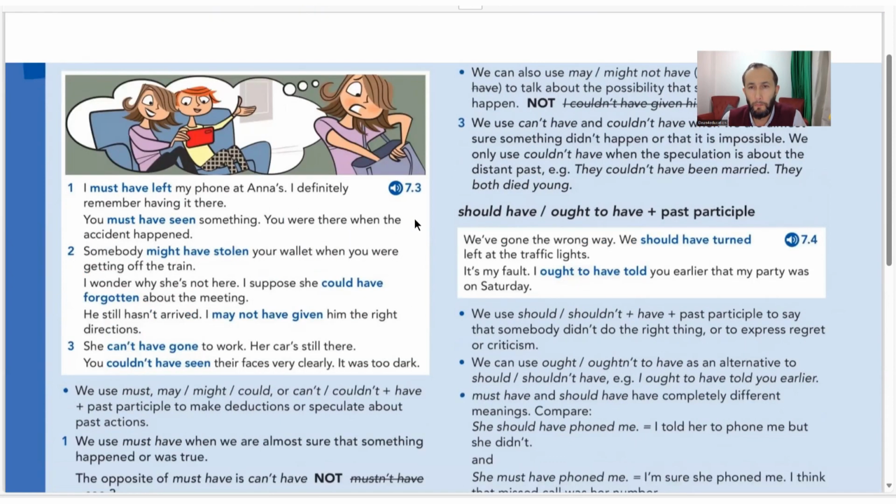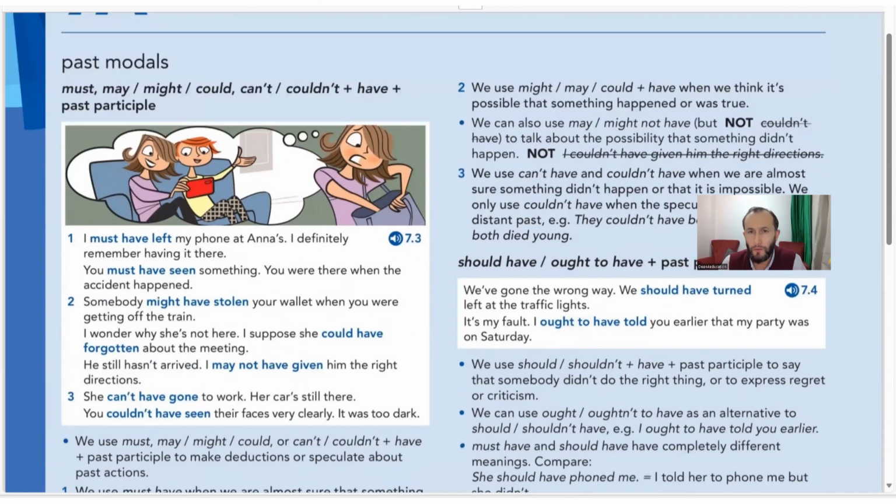Number two, if the degree is low, we use might, may or could, and after that have, when we think it's possible. It means like 50, 60% probability something happened or was true. We can also use may not have and might not have, but not couldn't, as I said earlier. Negative meaning we talk about the possibility that something didn't happen.